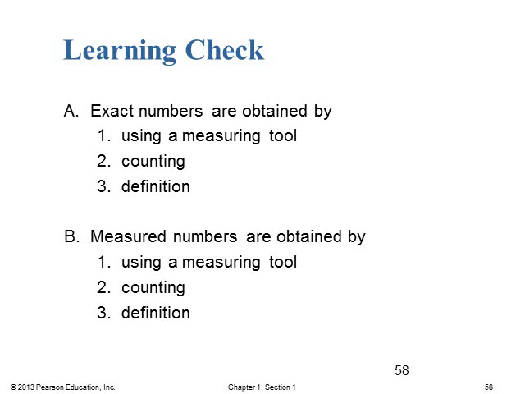And so, as a quick learning check, exact numbers are obtained by, and here we have a measuring tool, and measuring tools are not always exact, so choice 1 is not going to be correct. And then we have counting and definition, and so both 2 and 3 are correct. We can count exact numbers. We said we have 2 soccer balls, we count 2 soccer balls, or we have some type of definition or some type of conversion. So then in B, measured numbers are obtained by, and that's just the opposite. We have measured numbers, we use a measuring tool, and that's choice 1.